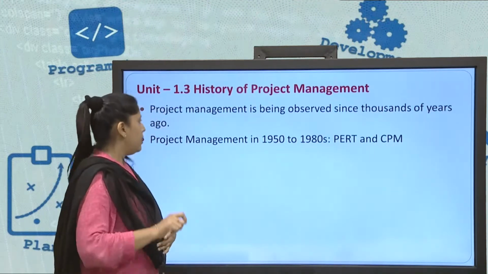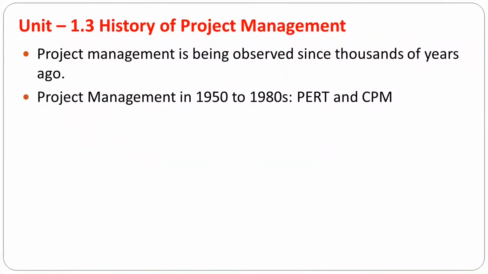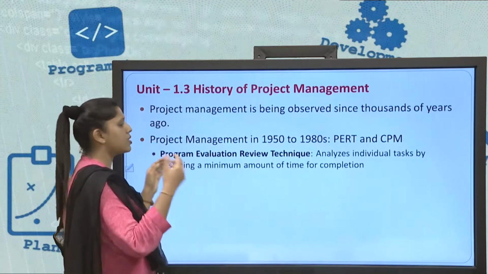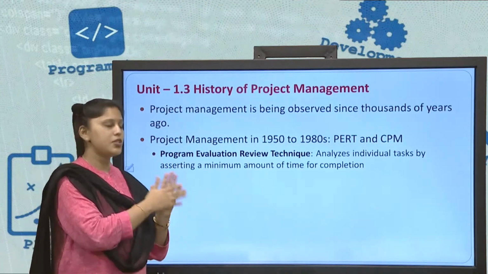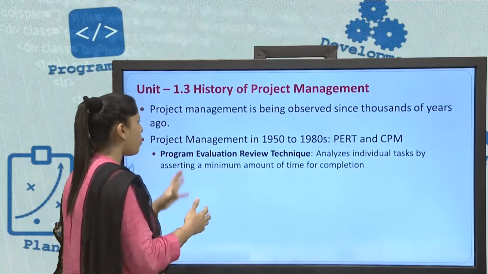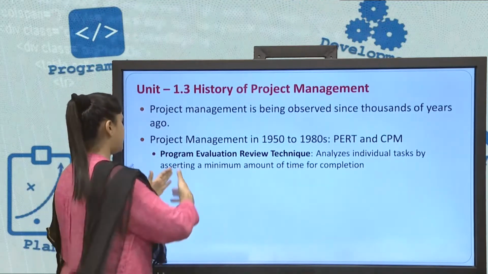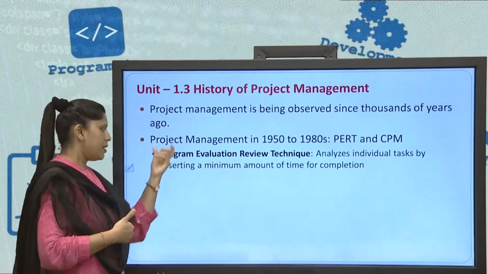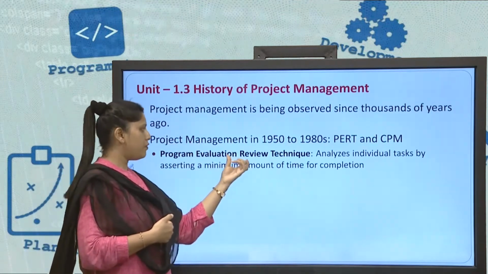Next, from 1950 to the 1980s, we had two techniques, which right now are a bit outdated. We had two techniques called PERT and CPM, and PERT and CPM were introduced in the era 1950 to 1980. Let us see what PERT is. PERT is usually known as Program Evaluation Review Technique. I am saying Program Evaluation Review Technique.